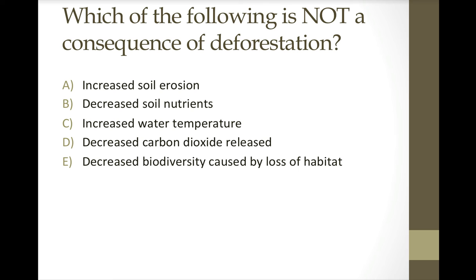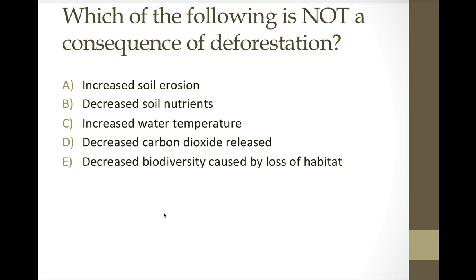C, increased water temperature. Well, like we said, trees help moderate climate, so if we remove all the trees, the temperature of the area is going to increase, which means the temperature of our water is also going to increase. So C is a true statement. It's not our correct answer. Now D, decreased carbon dioxide released. So D is our correct answer. D is the correct answer. When we cut down all the trees in an area, we're going to have an increased amount of carbon dioxide released, not a decreased amount.